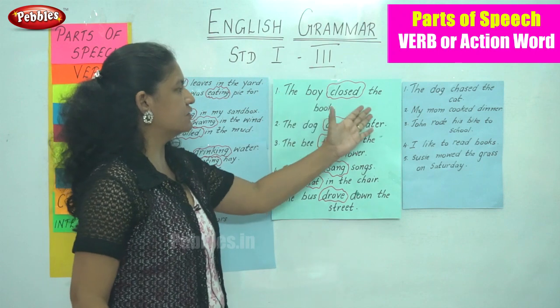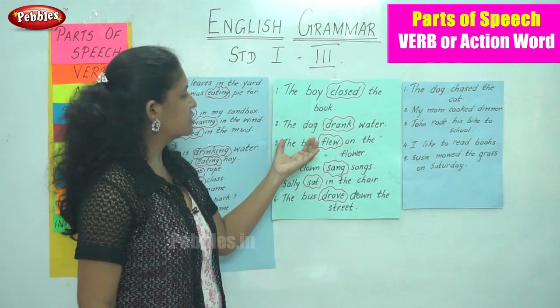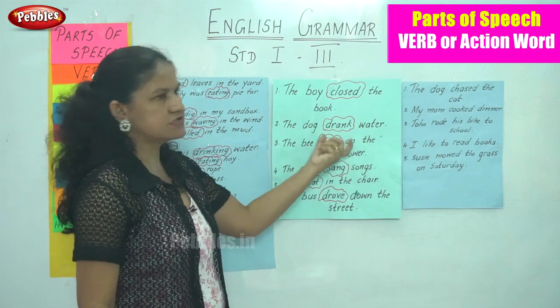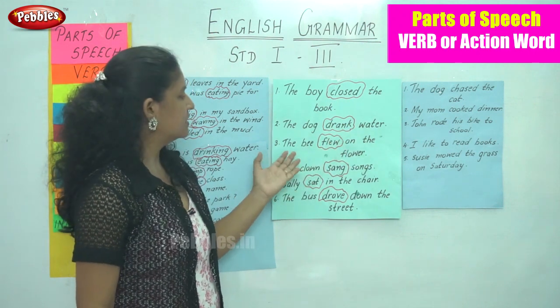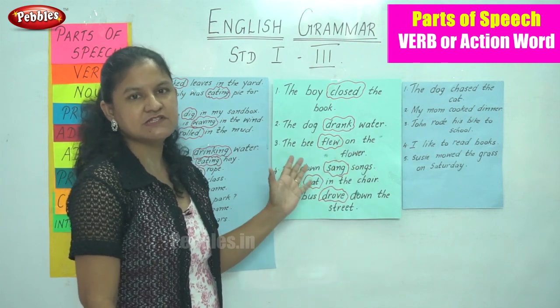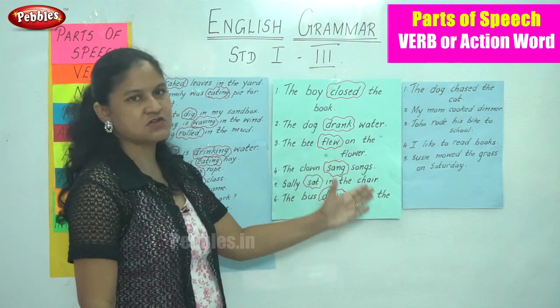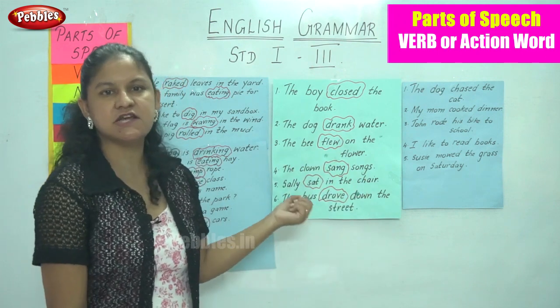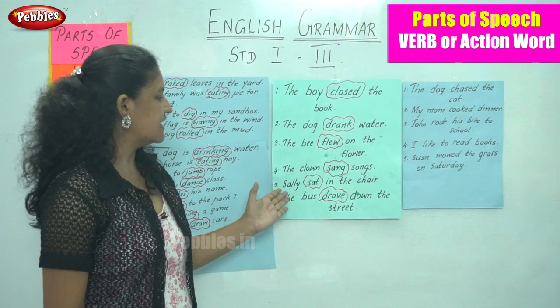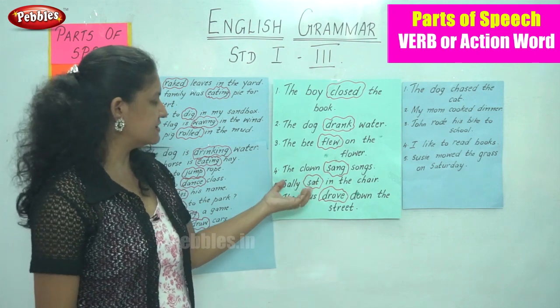The boy closed the book. So closed is the action done by the boy. The dog drank water. So drank is the verb. The bee flew on the flower. So flew is the action done by the bee. The clown sang songs. So sang is the action done by the clown. Sally sat in the chair. So sat is the action done by Sally.